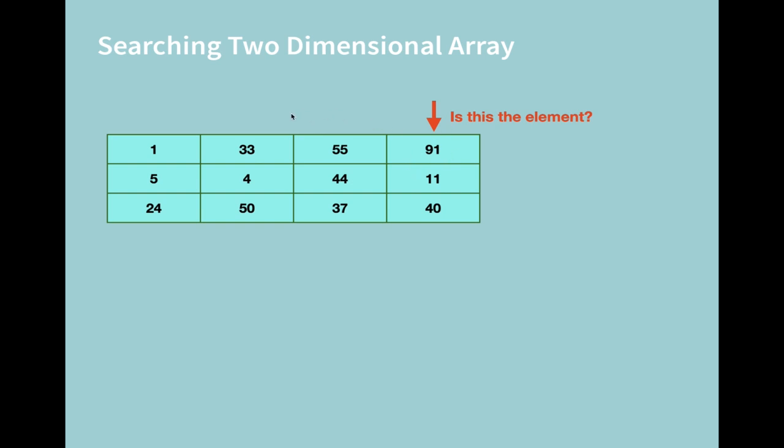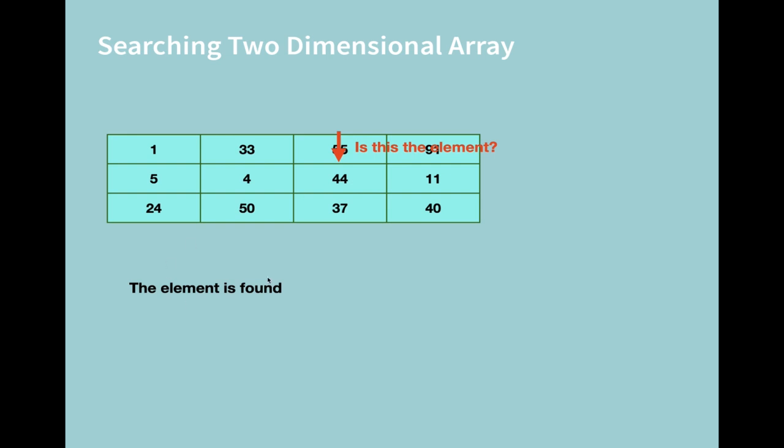So after this, it continues to the second row. And in the second row, it starts from the first column. Is this the element that we are looking for? No. Then it continues to the next one. Is this the element that we are looking for? No. Then it continues to this one. Here we see that this is the element that we are looking for. So the loop will start here.